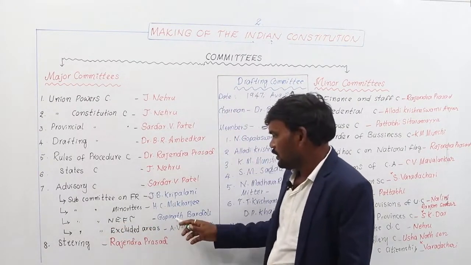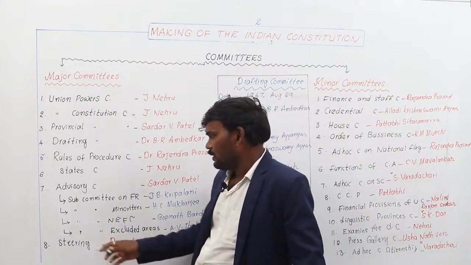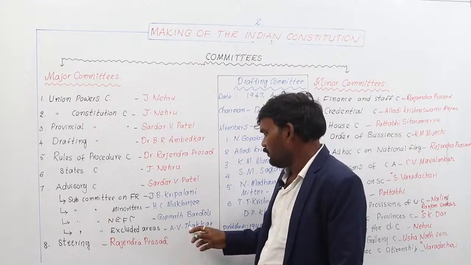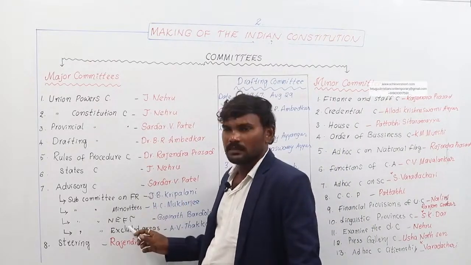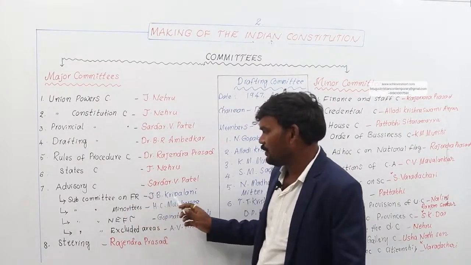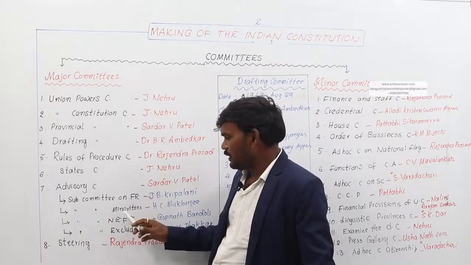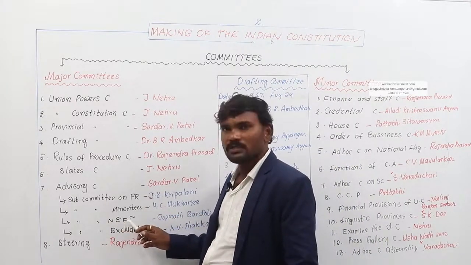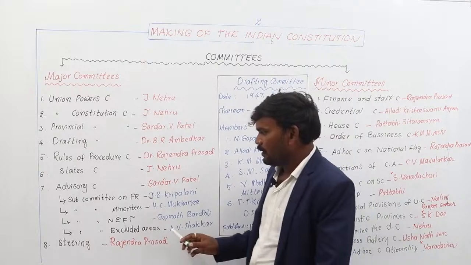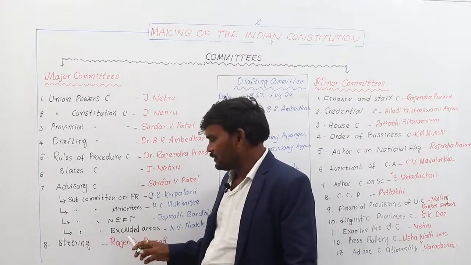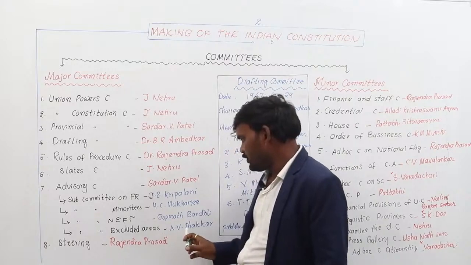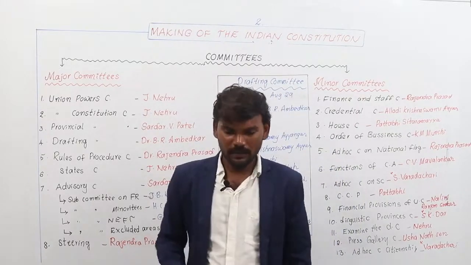Frontier Tribals is headed by Gopinath Bardoloi. Subcommittee on Excluded Areas, except Northeast Frontier Tribals, is headed by A.V. Thakur. Important, these subcommittees. Subcommittee on Fundamental Rights is headed by J.B. Kripalani. Subcommittee on Minorities is headed by H.C. Mukherjee. Subcommittee on the Northeast Frontier Tribal Areas is headed by Gopinath Bardoloi. The remaining tribal areas group is headed by A.V. Thakur. Steering Committee is headed by Rajendra Prasad.